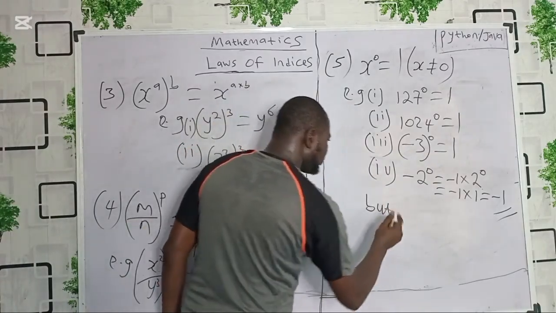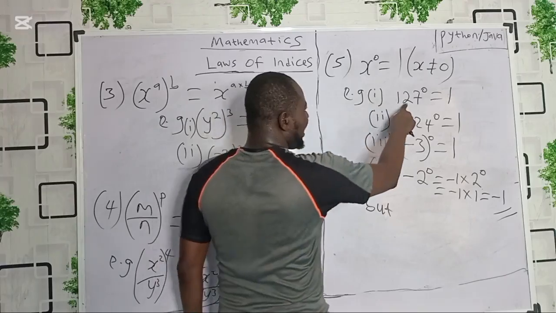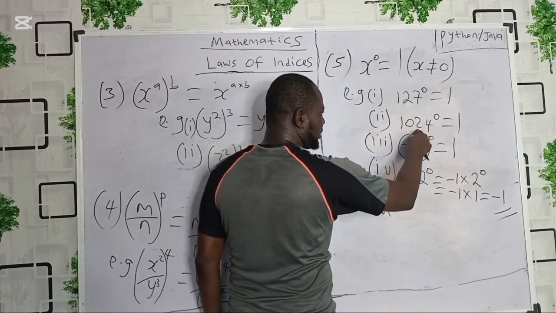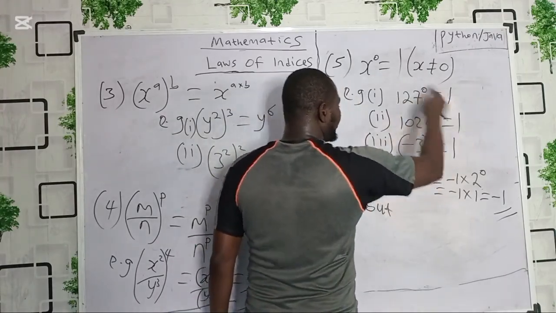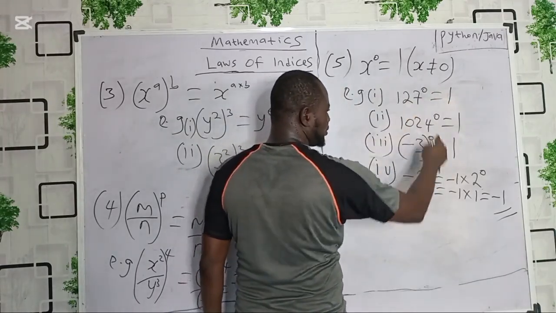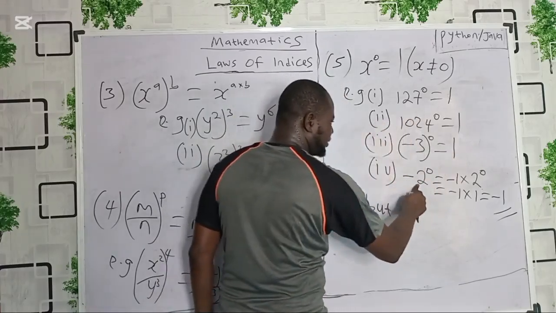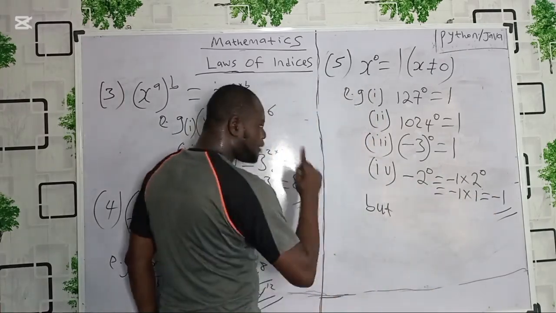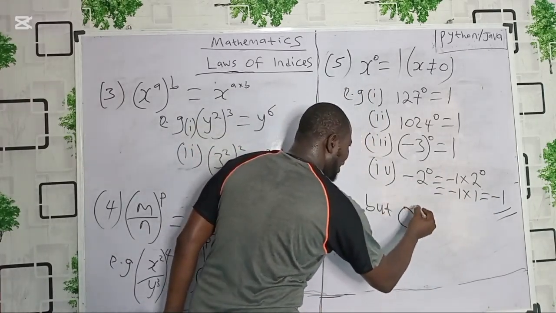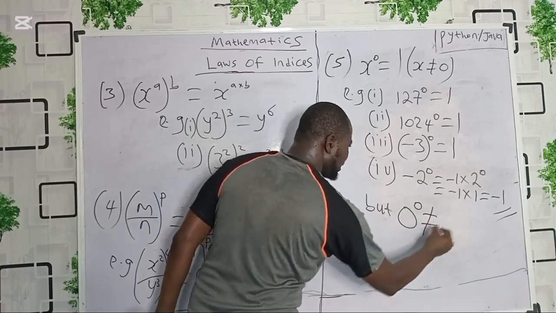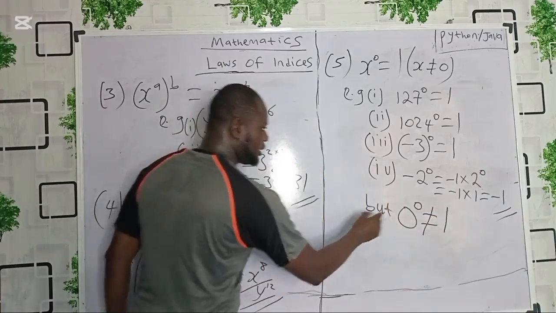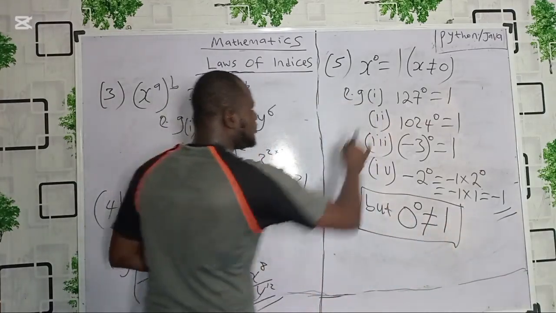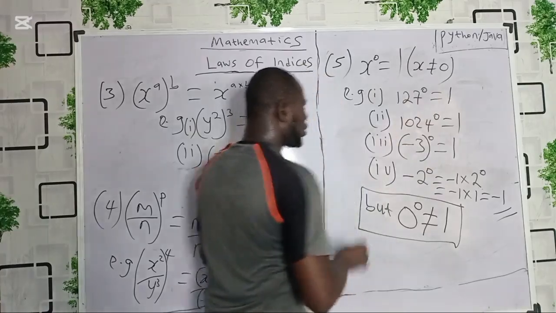Now, here x is 127 raised to power 0, we have 1, follow the law. Here x is 1024, which is 1, follow the law. Here x is minus 3 raised to power 0, follow the law. Here x is 2 raised to power 0, but we are now multiplying by minus 1, then we have this. But what if x is 0? You now have 0 raised to power 0. This is not equal to 1. Please take note of this. This is not equal to 1. Okay, that is the meaning of this condition.